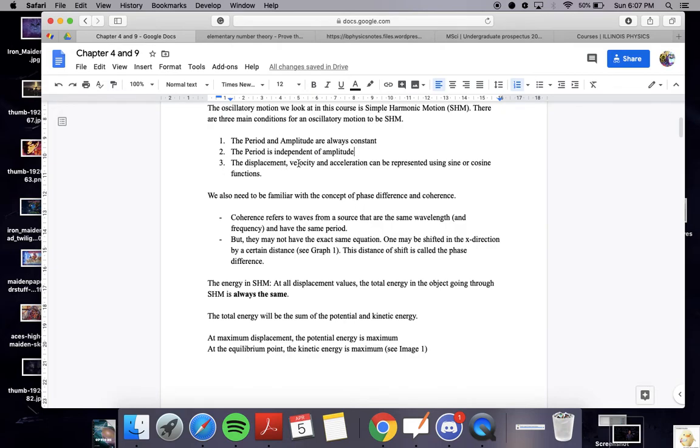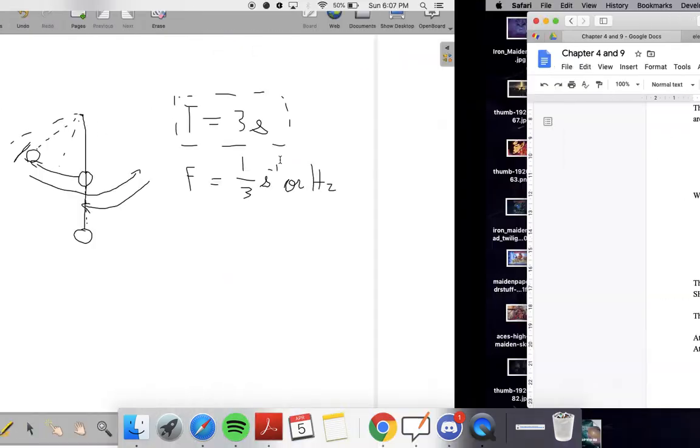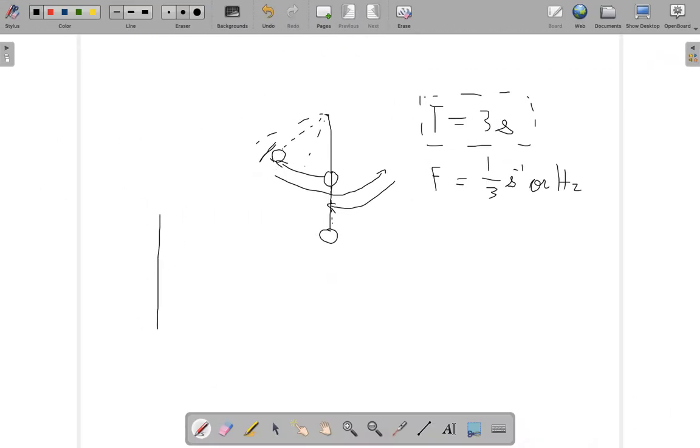The third one is that the displacement, velocity, and acceleration can be represented using a sine or cosine function when they're plotted against time. What I mean to say is, if I now create a graph out of this, with, let's take displacement to start off with, which is usually given by the symbol x, and in the x-axis we have t as in time. The displacement from the equilibrium point can be represented using a sine or a cos function.